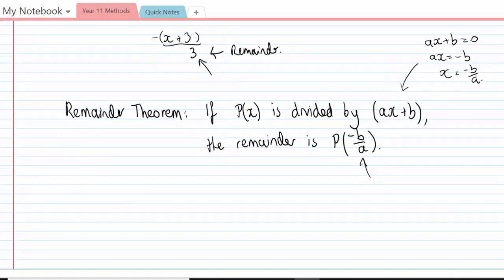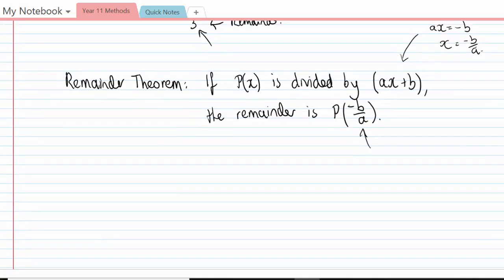Now the factor theorem is really just a special case of that, because to have a factor, that means that we have to have a remainder of 0. If we divide something by something else and there is no remainder, that means that it is a factor. So as I said, factor theorem is just a special case of the remainder theorem.